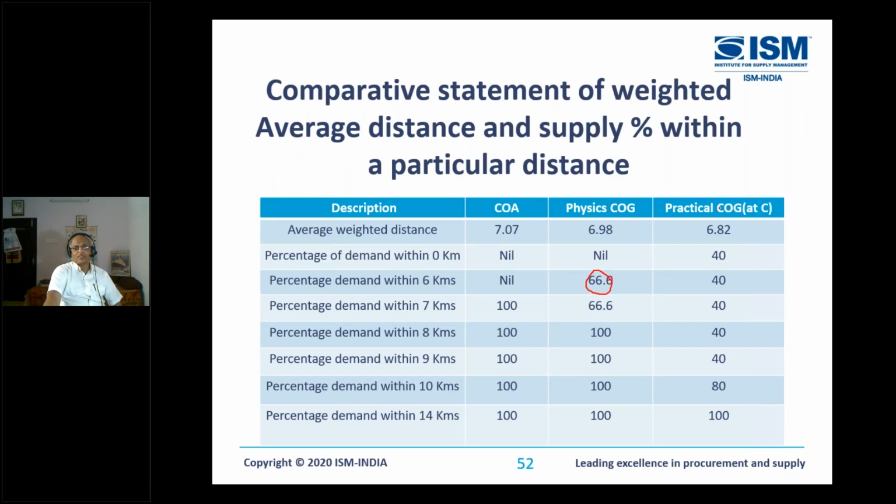So the comparative chart, you can see average weighted distance is 7.07, 6.98, and 6.82. But if I want to find out the percentage of demand within 0 kilometers or within 6 kilometers, within 0 kilometers, it is 40. So up to 5.9 kilometers, this scores over another. So this chart gives you a lot of insights into the problem, how best I can serve the customers and how can I minimize the distance.